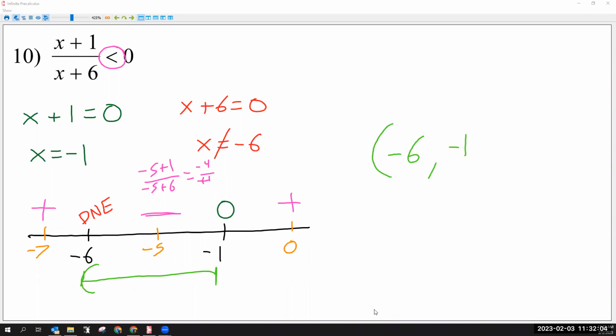Now for the -1, that gives me 0 in the top. So for that one, I have to look and see, is it okay if I get 0 or not? Well, yes. Is it okay if I get 0? Do I have a little equal to there? No. So for that one, I'm going to have to use parentheses. But if it was equal to here, that's when I would use my bracket.